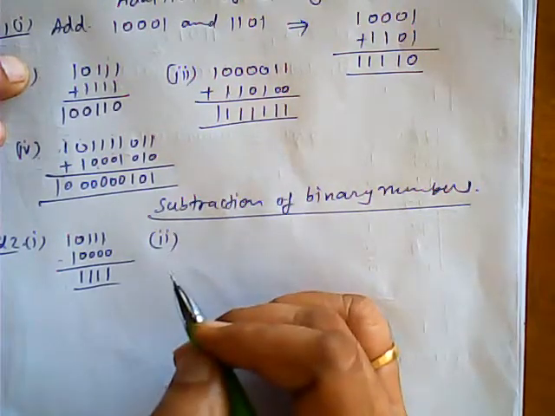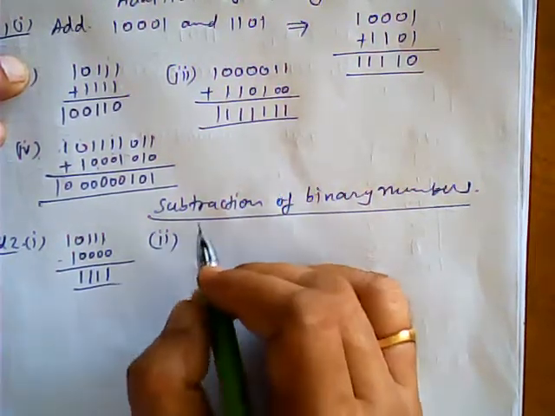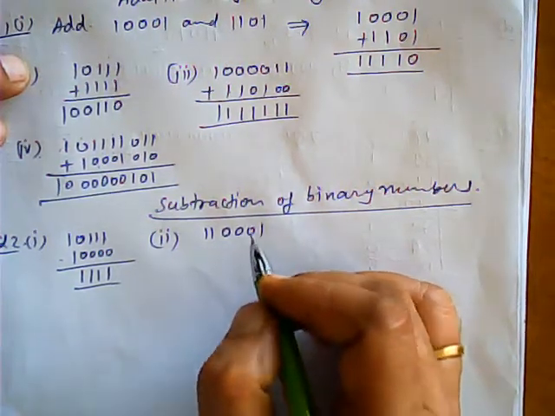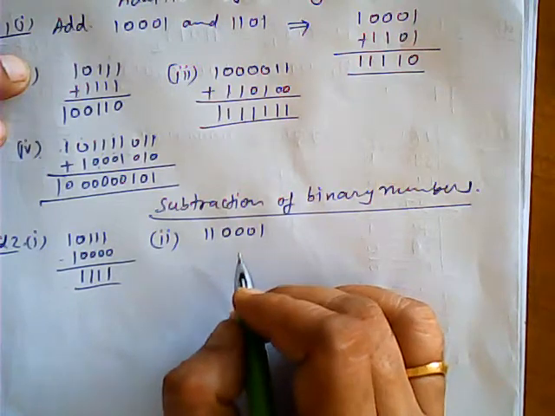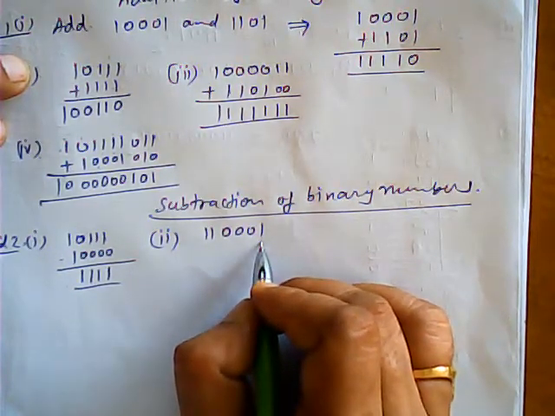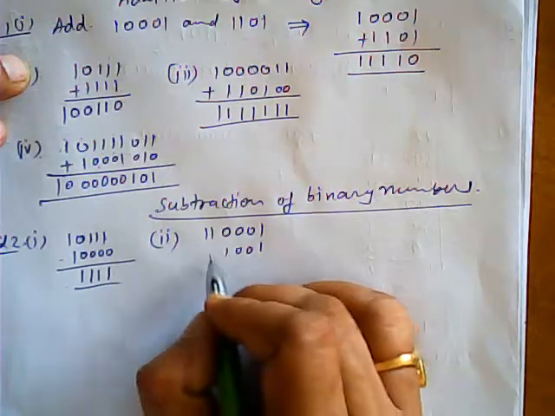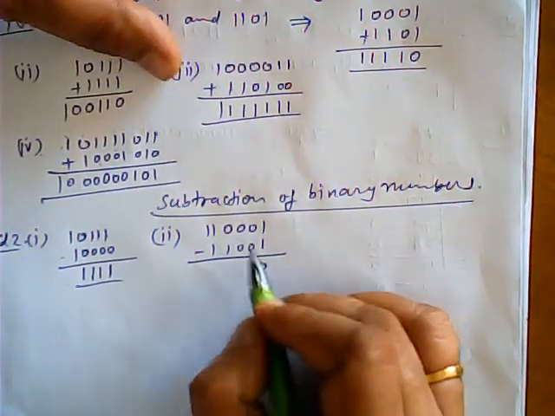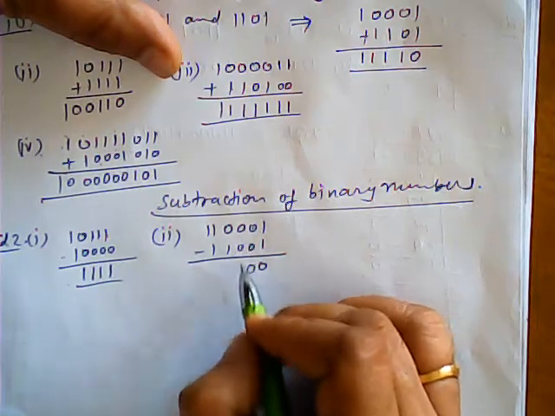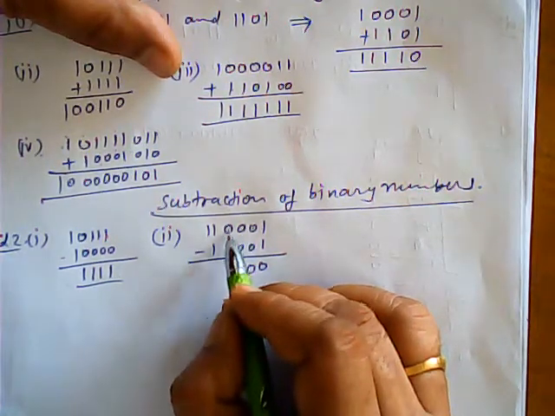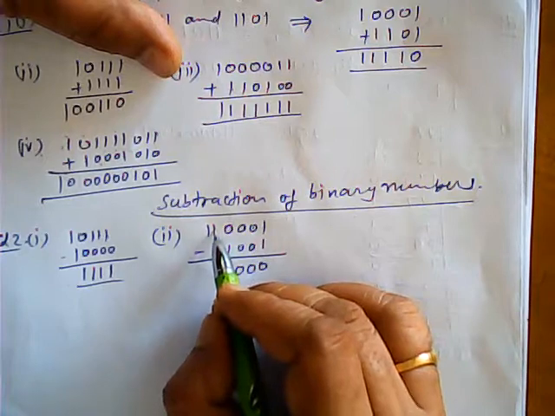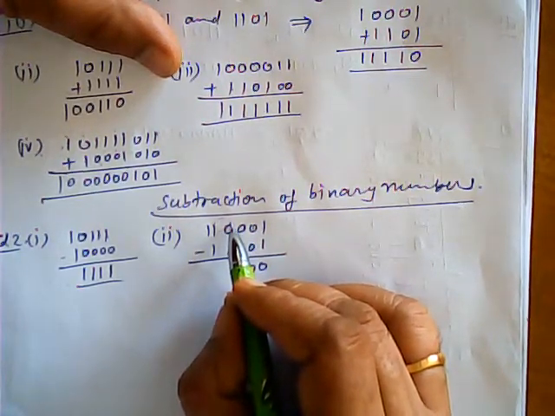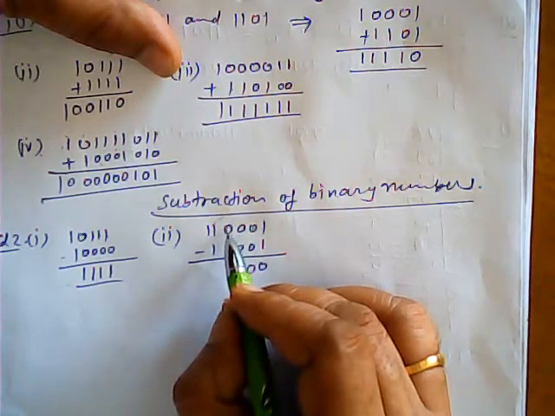Second part, 11001. From this number we have to subtract 1101, that is 01101. How can we subtract? 1 minus 1 is 0, 0 minus 0 is 0, 0 minus 0 is 0. For this 0, if we take a carry, the 1 carried from here, then we will get not 10, we will get 2, because it is on base 2.